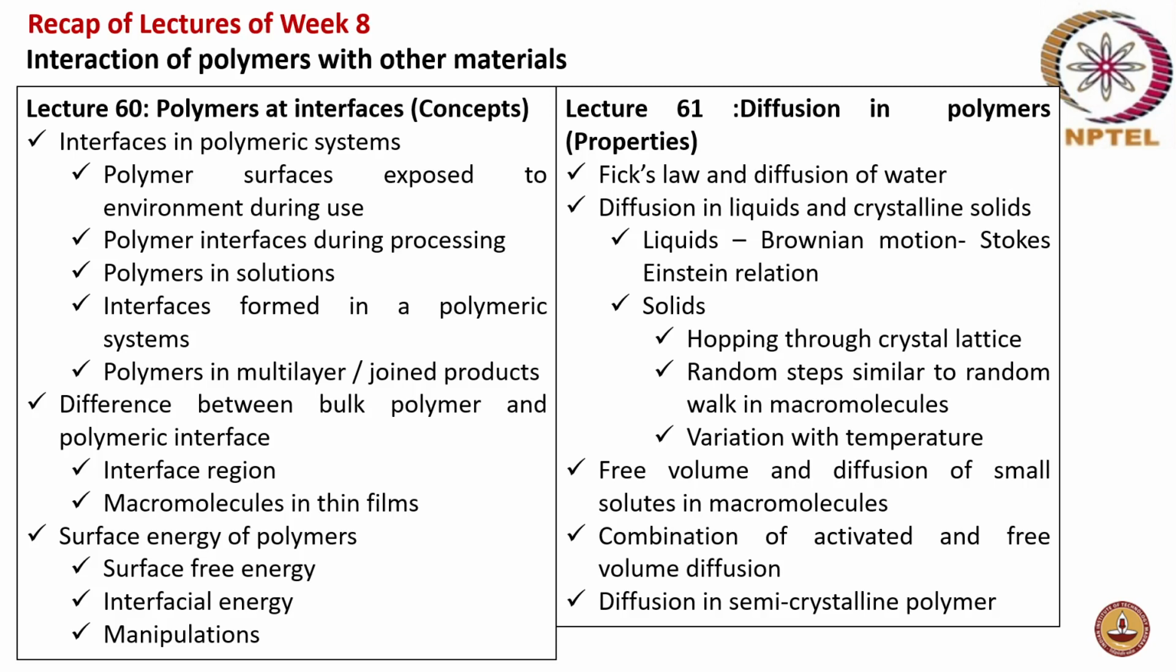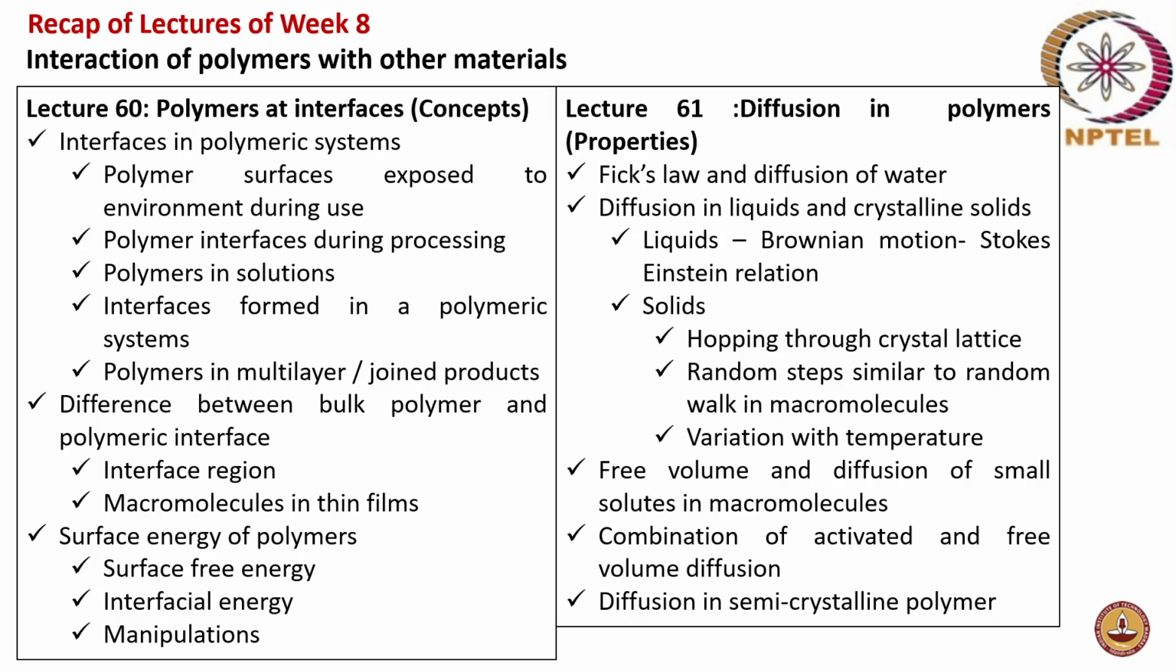And then the random steps in case of solid diffusion, which is very similar to a random walk of a molecule in macromolecules. And then what happens when there's a variation in temperature. And then the concept of free volume and diffusion of small molecules in case of macromolecules was discussed. And then combination of activated and free volume diffusion. And then diffusion in case of a semi-crystalline polymer.